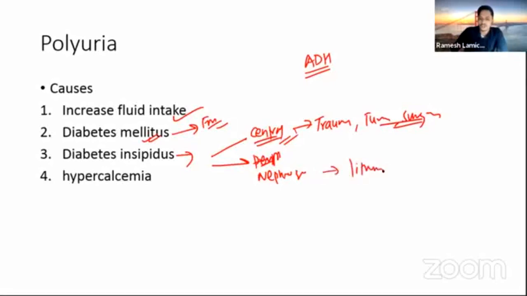Nephrogenic diabetes insipidus is usually caused by lithium toxicity, right? Lithium toxicity, hypercalcemia. So these are the features: in case of nephrogenic, you can find a history of drug use, lithium toxicity, and in case of central diabetes insipidus, you can find trauma, tumor, previous surgery. So, these are the findings.